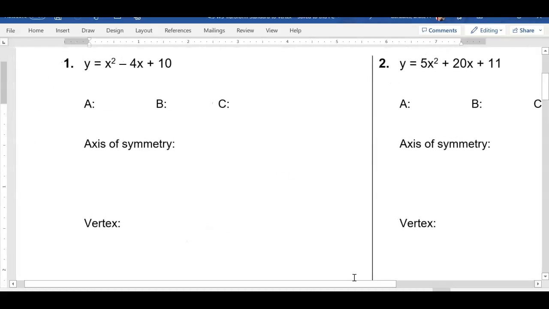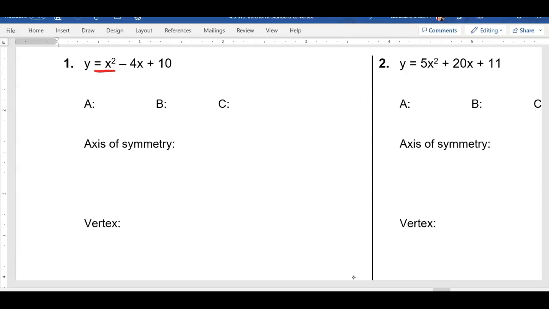Now, look at number 1. What is your A value? If there's no number here, what number goes there? 1, not 0. So A is 1. What's B? What's in front of that X? Okay, I'm just saying, if you put 4 and not -4, it's going to mess up all your work. So be careful with the signs. It's -4. And what about C? 10. Okay. Now, what's my axis of symmetry equation? X equals what?